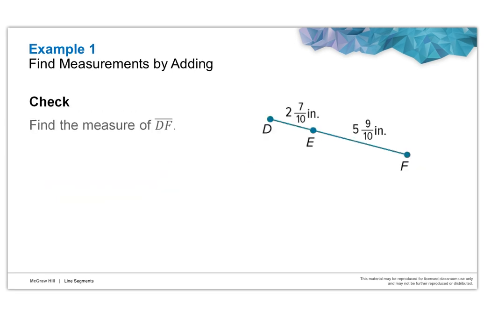So here we've arrived at a check for our lesson. We have a diagram that has a segment DF with the two parts DE and EF given the measures. We're asked to find the measure of DF, meaning the full length of DF here. So take a pause on your video and come back. And at the end of the video, you will see the worked out solution for this.